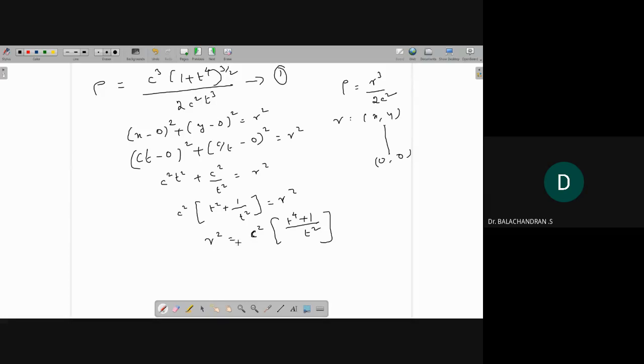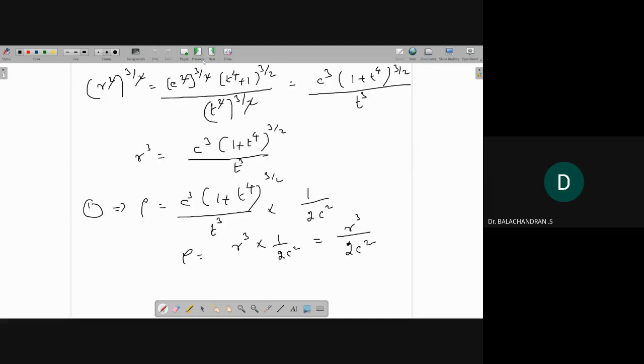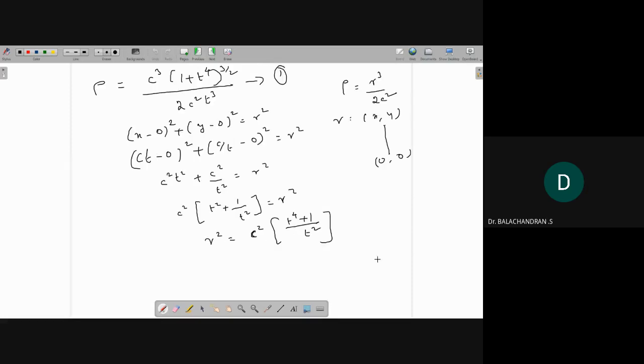I need r cube. That's why I'm going to take whole power 3 by 2 on both sides. Taking 3 by 2 on both sides, we get r square whole power 3 by 2 equal to c square whole power 3 by 2 into 1 plus t power 4 divided by t square whole power 3 by 2.